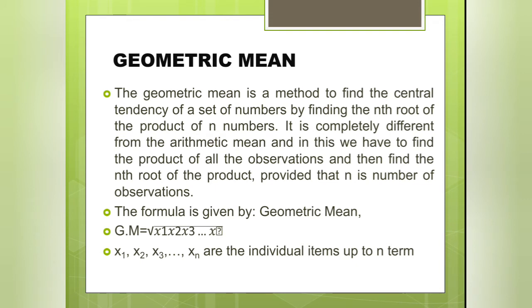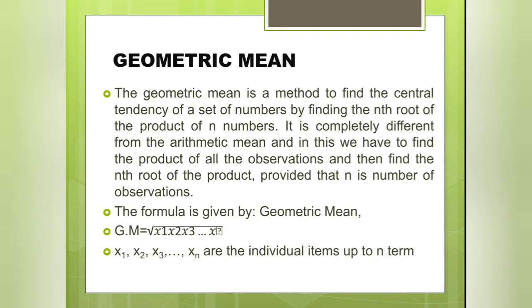Now geometric mean. The geometric mean is a method to find the central tendency of a set of numbers by finding the nth root of the product of n numbers. It is completely different from arithmetic mean, because in arithmetic mean we add all the given numbers and then divide by the total number of observations. But in the geometric mean we find the product of all the observations and then find the nth root of that product, where n is the number of observations.